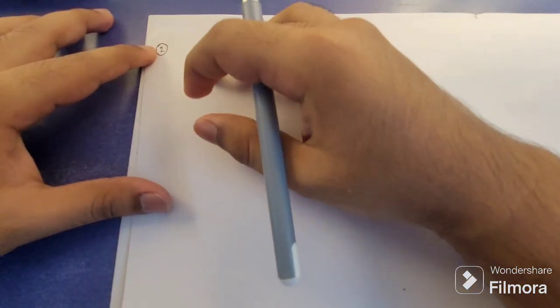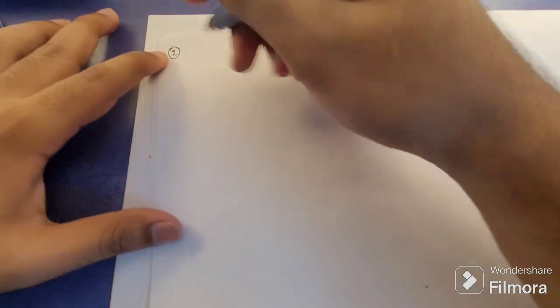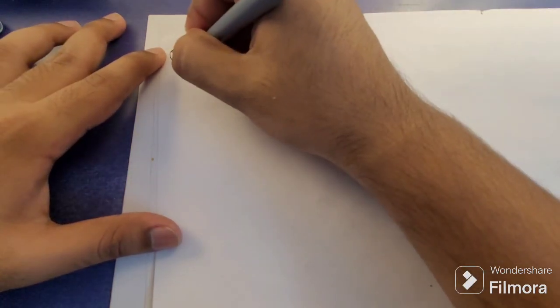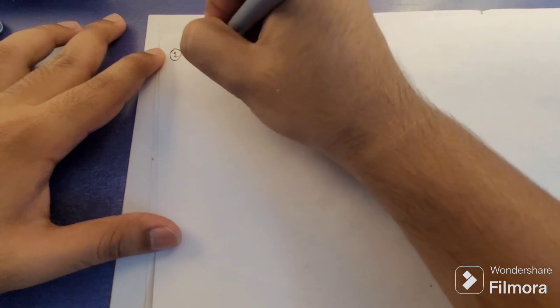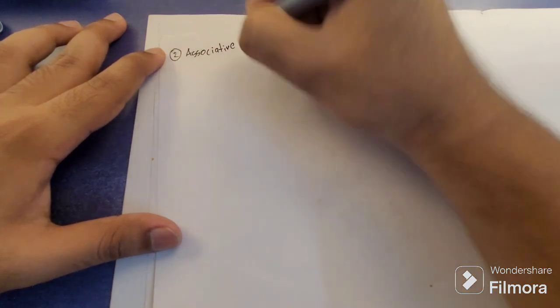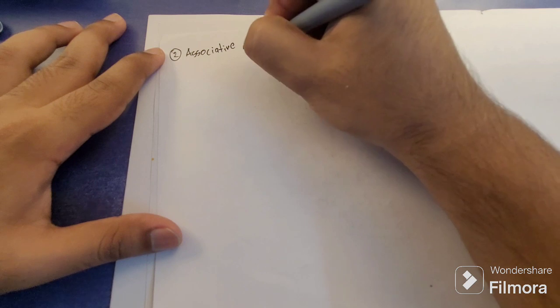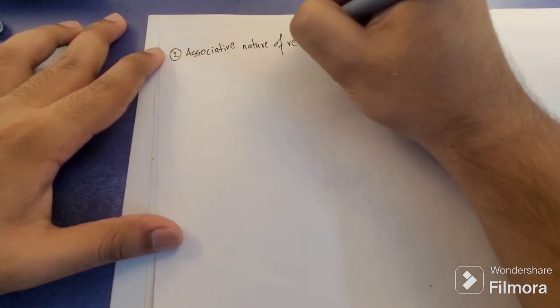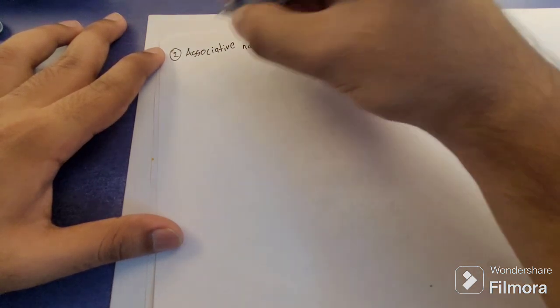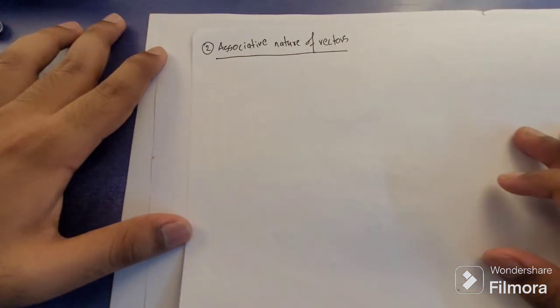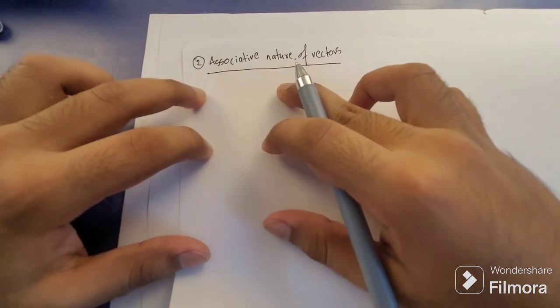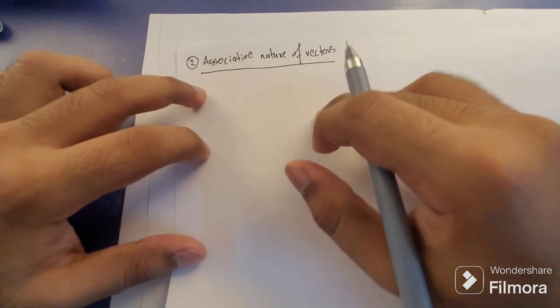Now let us see another important property of vectors, which is the associative nature of vectors, the associative law. Again, it is very simple. Let me first write the mathematical statement for it.